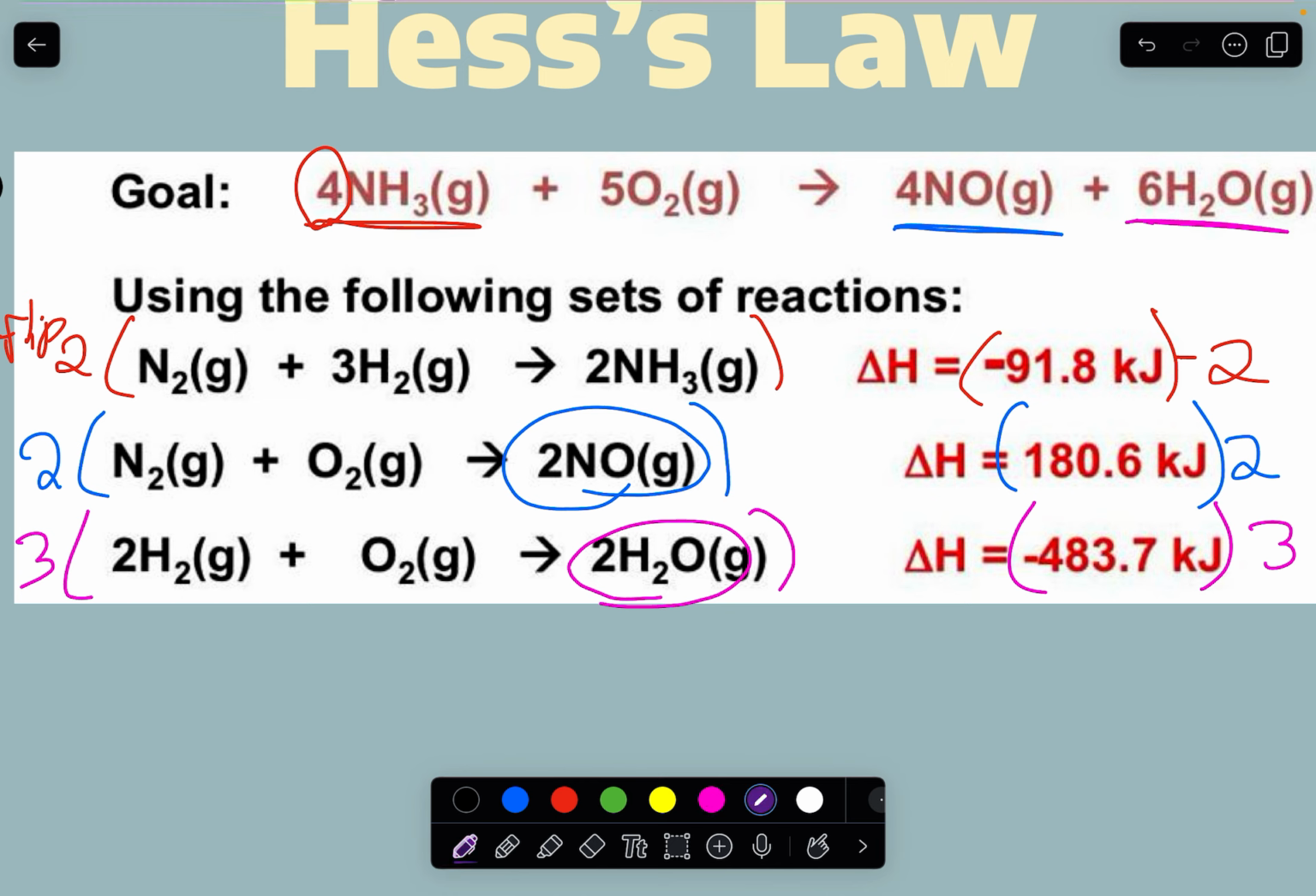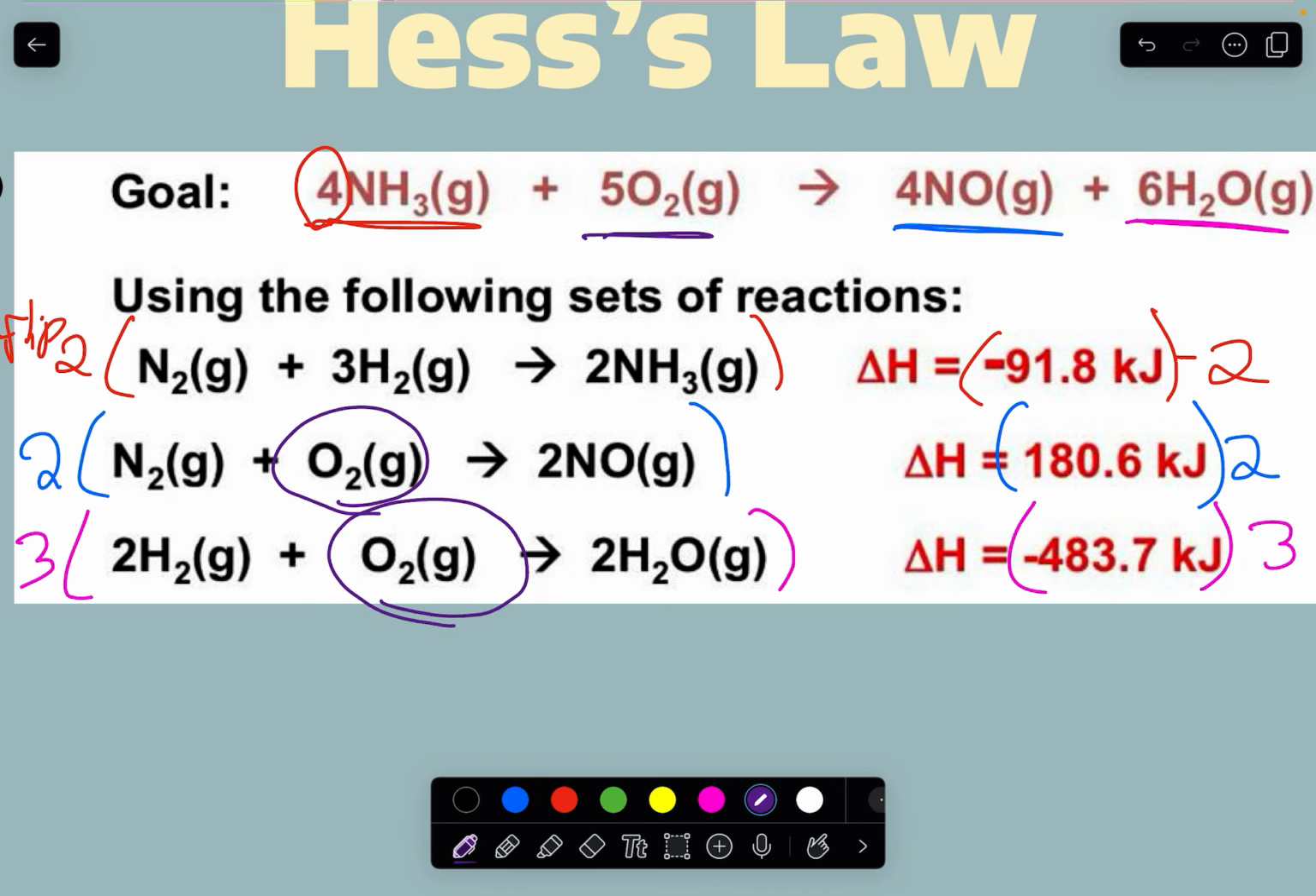Okay. So now let's go back to the O2. O2 we have in 2 places. We have it here and here. So right now, based on stoichiometry, we have 2 plus the 3, we have 5 on the left side. That's what we want. So we don't need to change anything for O2.